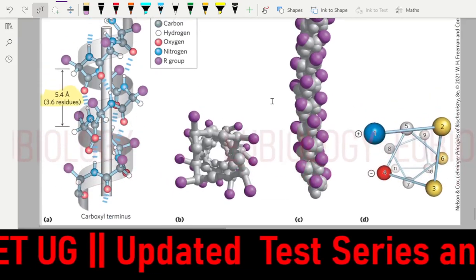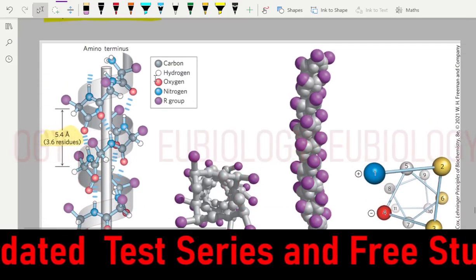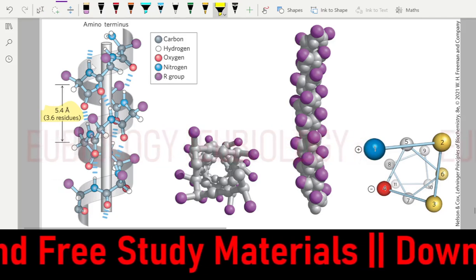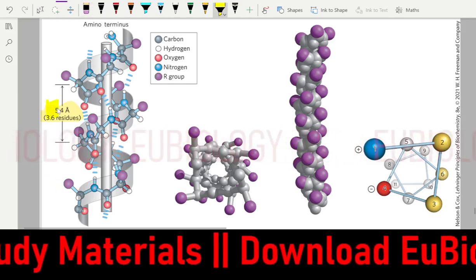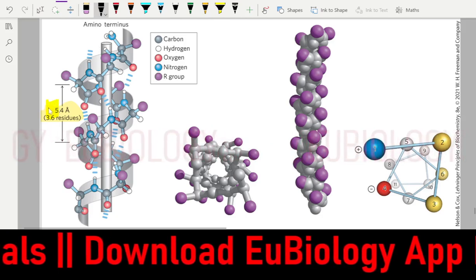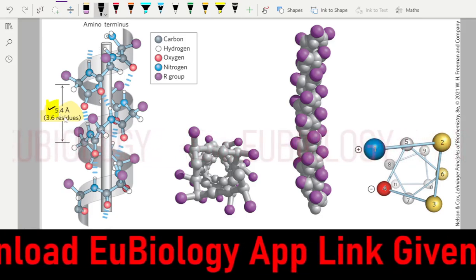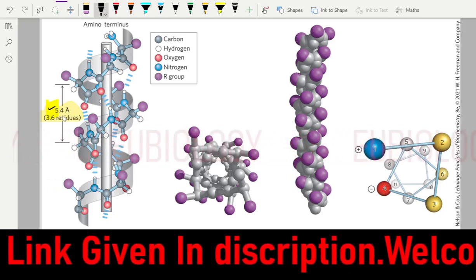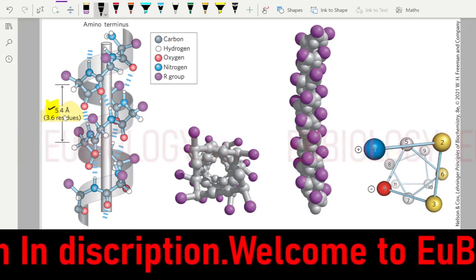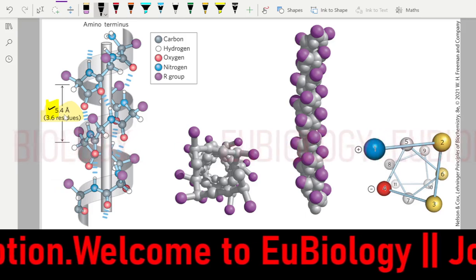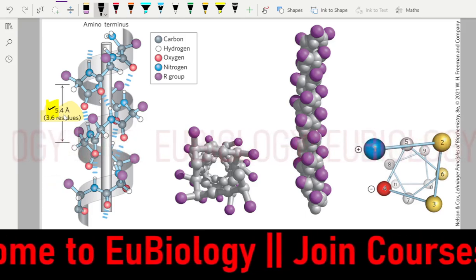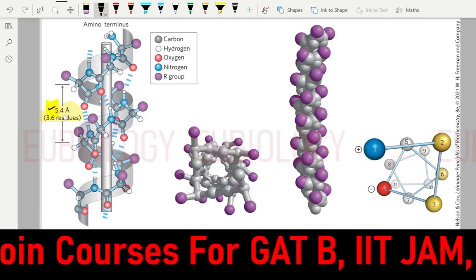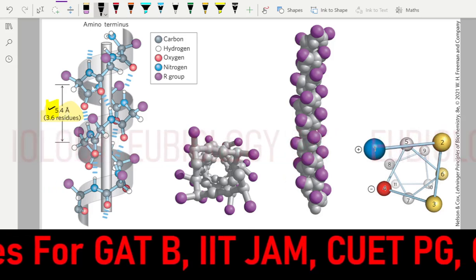As you can see here, this is the alpha helix, and the helix consists of repeated turns, and this turn is repeated every 5.4 angstrom. But Pauling and one more scientist found something different. Their calculation was different, but the actual value is 5.4 angstrom for the repetition of these turns.